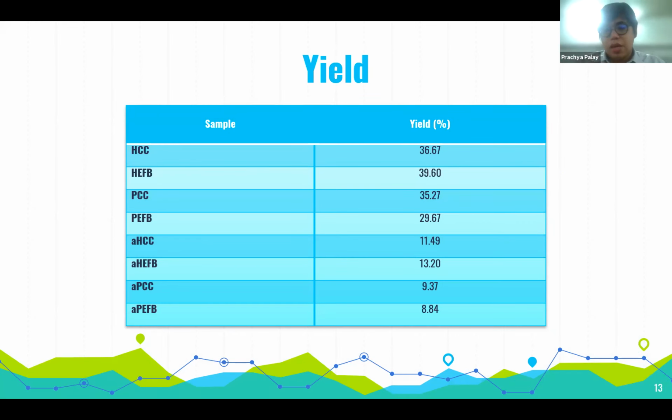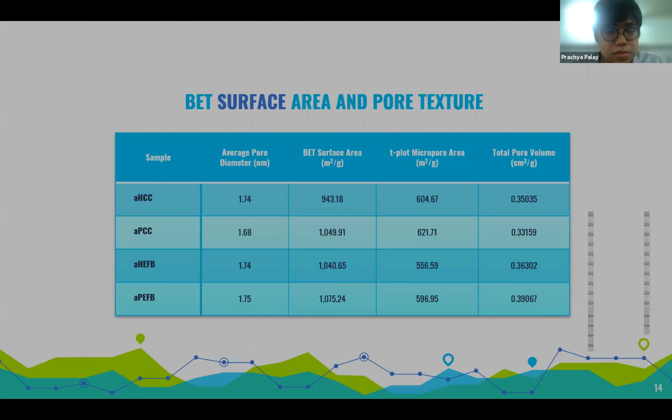And the table shows the yield of product from each process. According to the table, it indicates that the composition of mass after the pre-treatment process left a product amount of 35% by weight. On the other hand, after the activation process, it slightly decreased to 10% by weight.